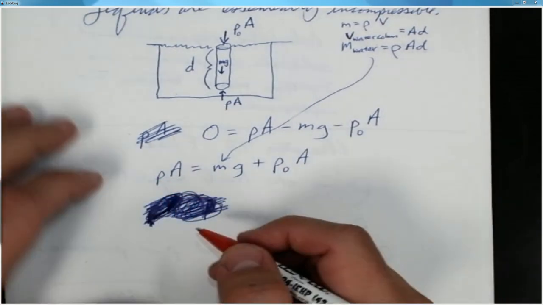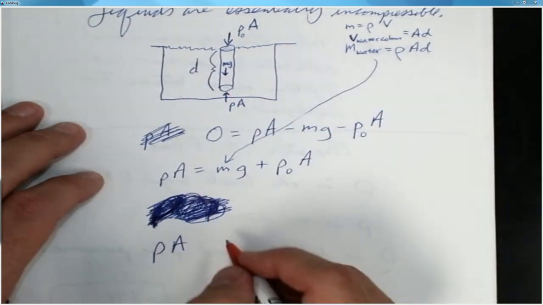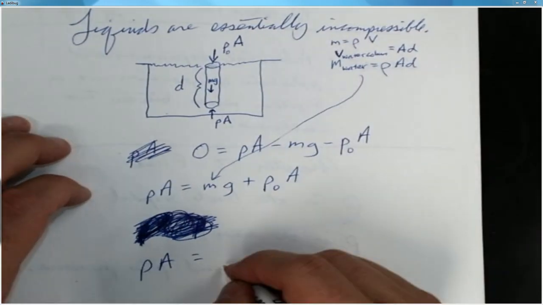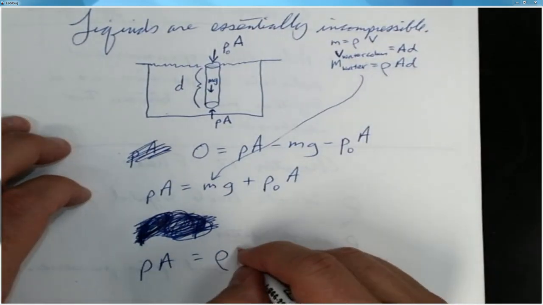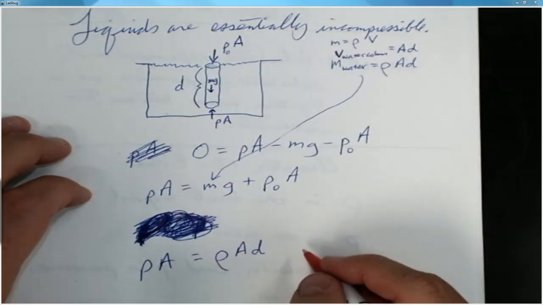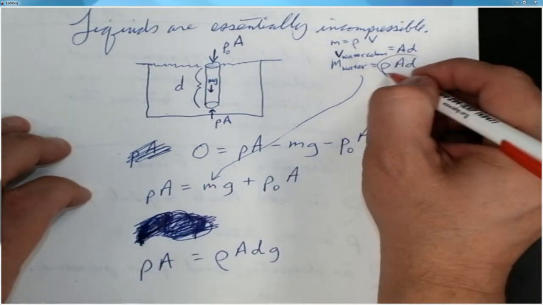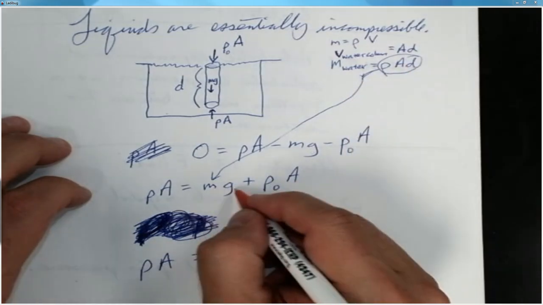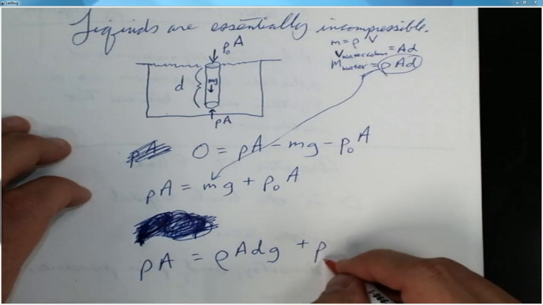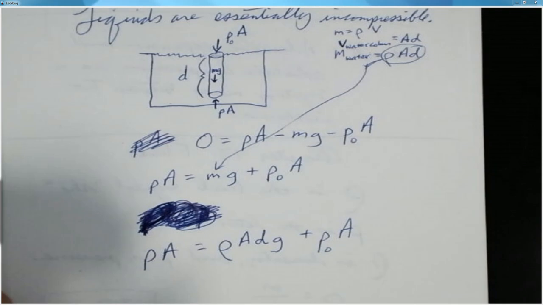That is pressure. The pressure times the cross-sectional area down here at the bottom is going to be equal to, and I'm going to substitute this expression here for mass, which is the density times the cross-sectional area times the depth of your column times g, because I'm plugging this stuff in here for m, so g is still there, plus the atmospheric pressure times the area. Whew! What a pain.